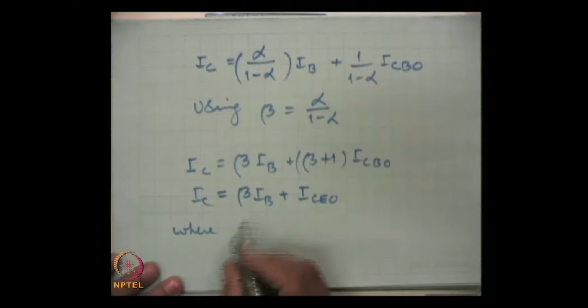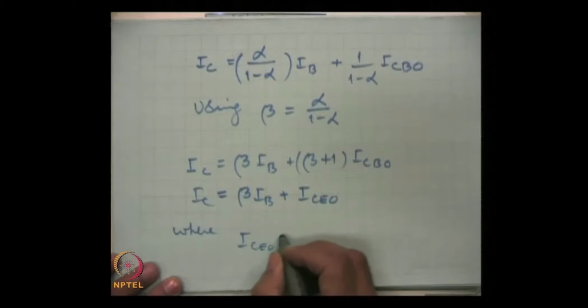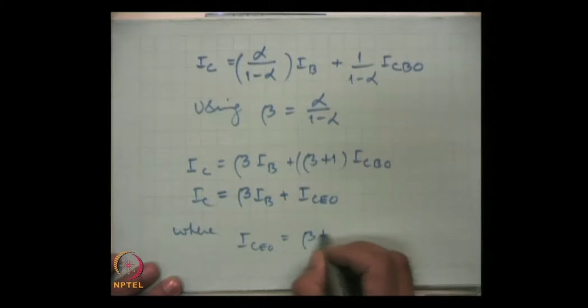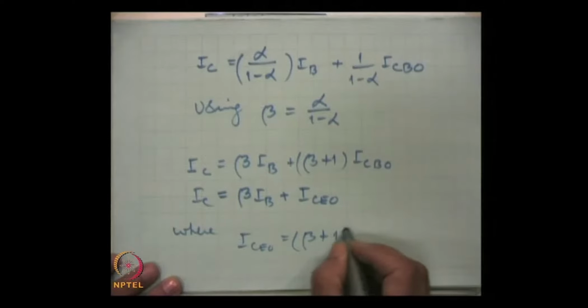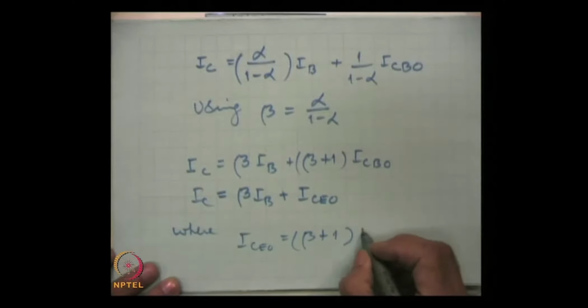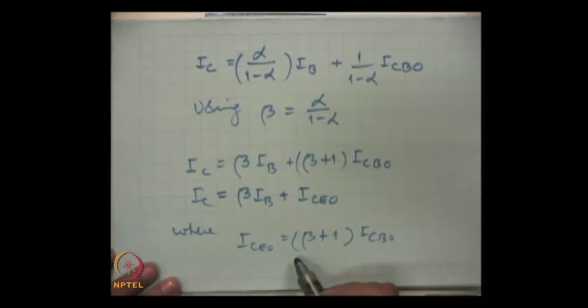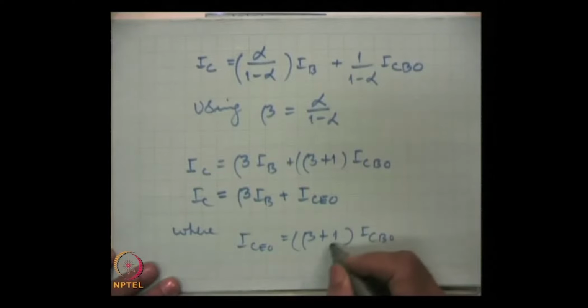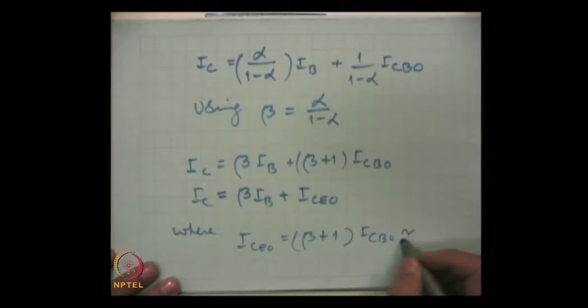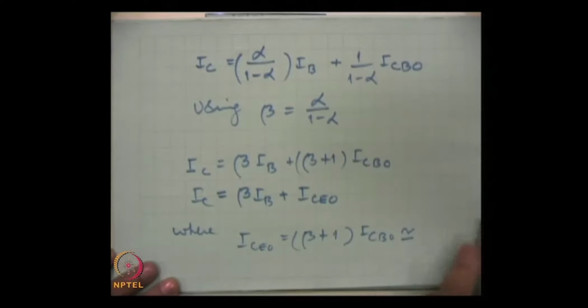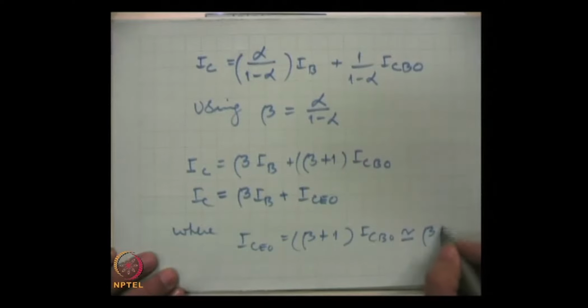where we have put ICEO for beta plus 1 into ICBO, beta being very high in comparison to unity. So, this one can be neglected here. So, this is very closely equal to beta into ICBO.